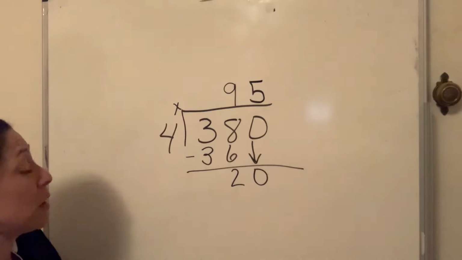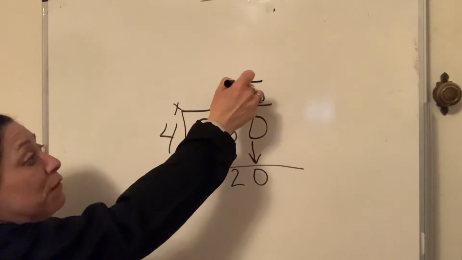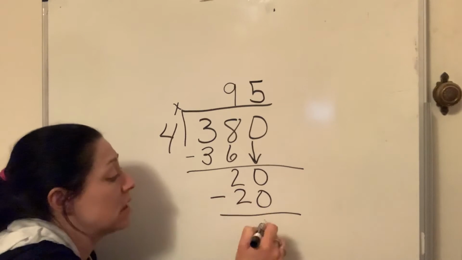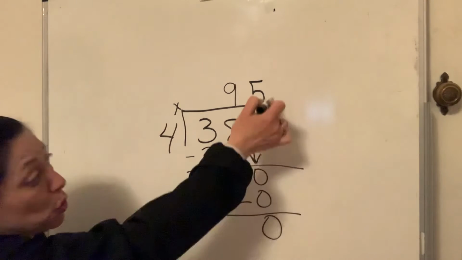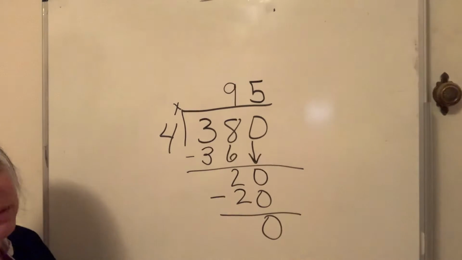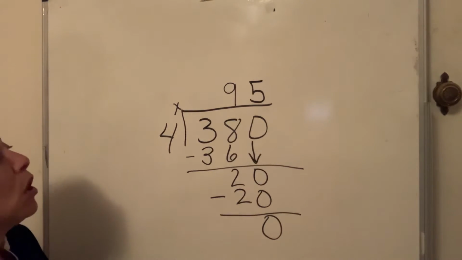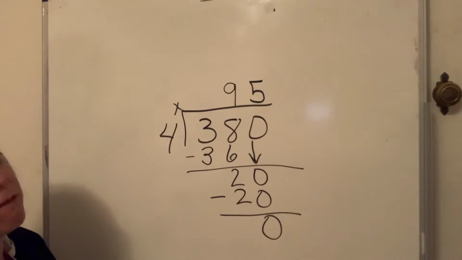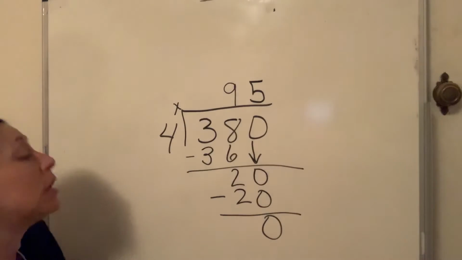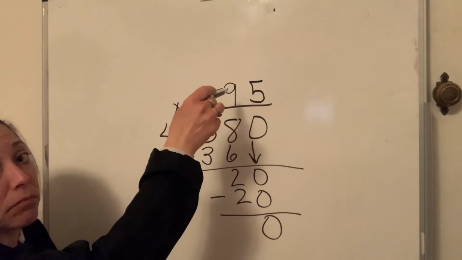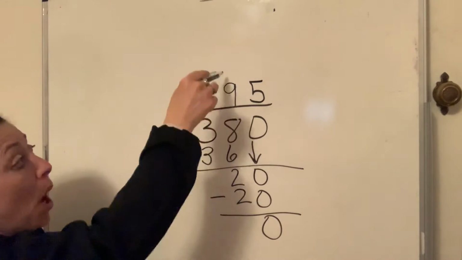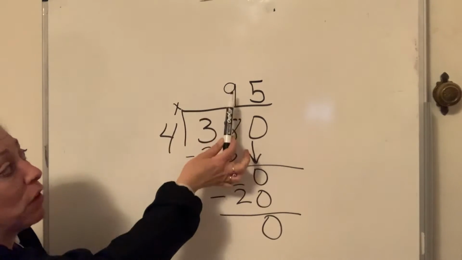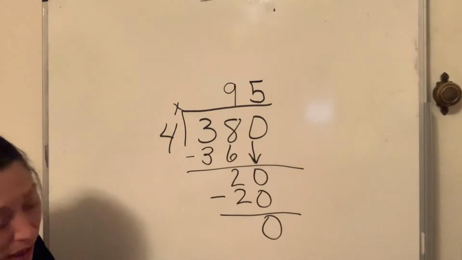So now I'm going to multiply that. 4 times 5 is 20. I'm still going to subtract. I end up with 0. Do I have anything else to bring down? I do not. So 380 divided by 4 is 95. Remember to put your 9 above your tens place if you have to move over. It's not always going to be a 9, of course, right?